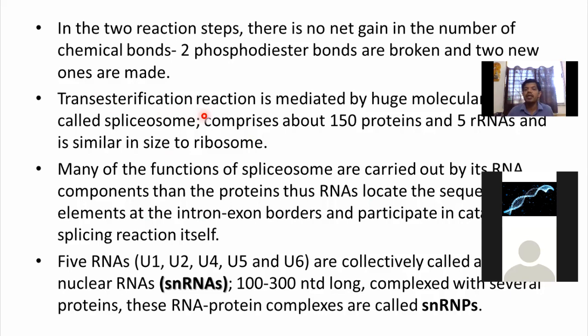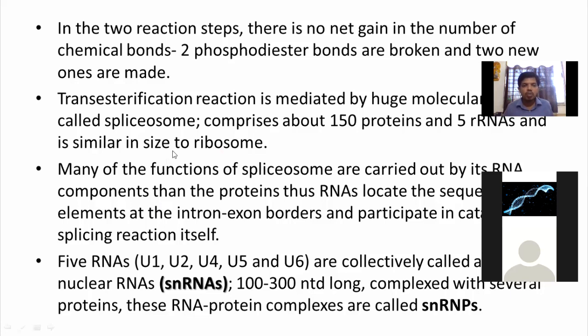Then, the transesterification reaction is mediated by a huge molecular machinery called the spliceosome. In the previous diagram, I have not shown any factor or the spliceosome machinery or the proteins, but actually behind this mechanism a number of proteins or factors are required. It is given in the next slide, and we will learn that one by one. That is called the spliceosome. Zome is the body, and spliceosome means the body which is responsible for the splicing mechanism. In earlier lectures I told you that whatever activity occurs within the cell is done by factors, and factors are always proteins.